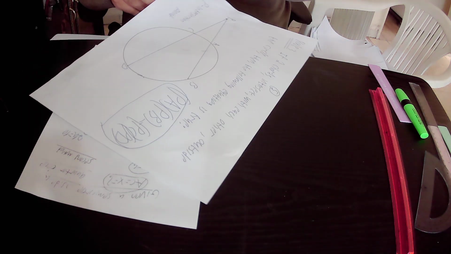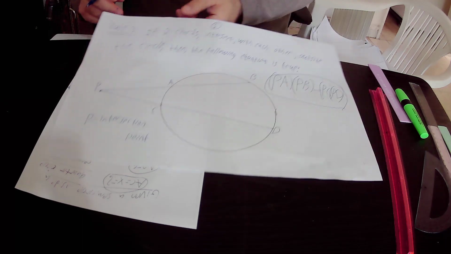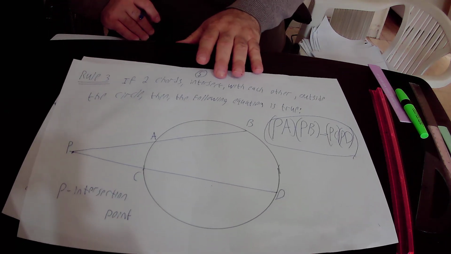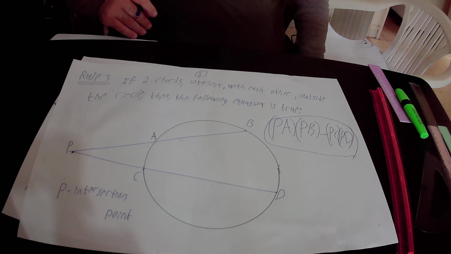So I repeat rule number 3 again. If two chords intersect with each other outside the circle, then the following equation is true: PA times PB equals PC times PD.